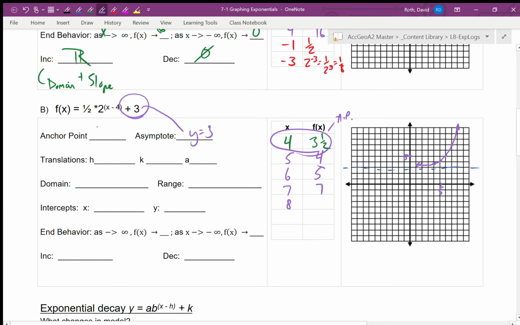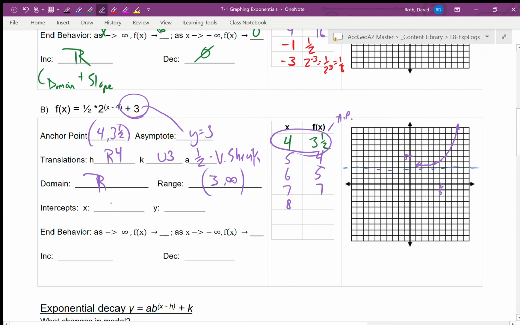Anchor point was this 4, 3 and 1/2. Translations. Yes, my H did what? It did a right 4. My K value did an up 3. My A value is 1/2, so that's a vertical shrink, just like it is with parabolas and any other kind of shape. My domain, still all real numbers. My range, notice, is not impacted by anything but this vertical shift. So it is now 3 to infinity on the y value with parentheses.